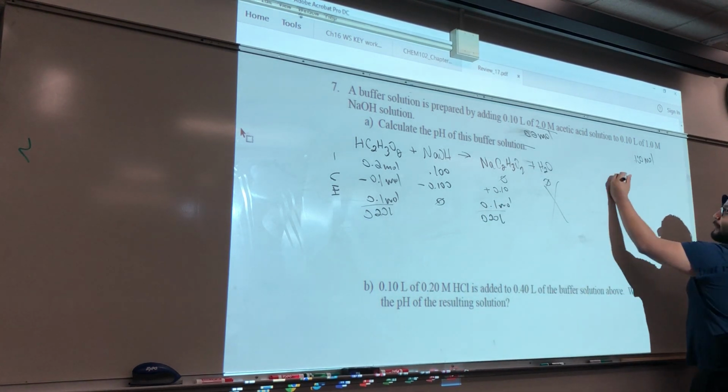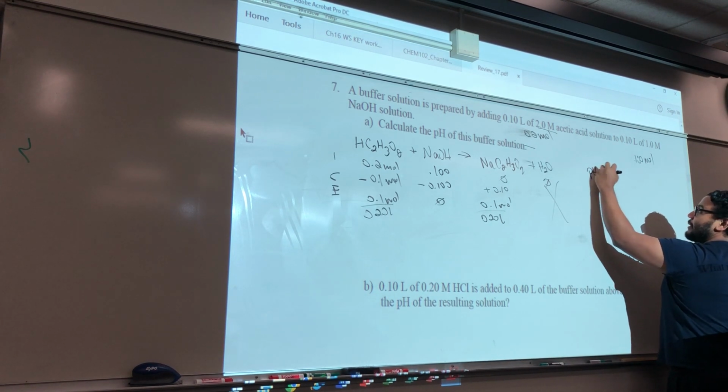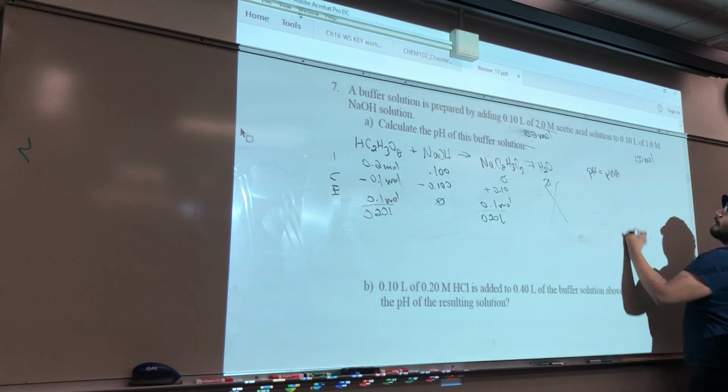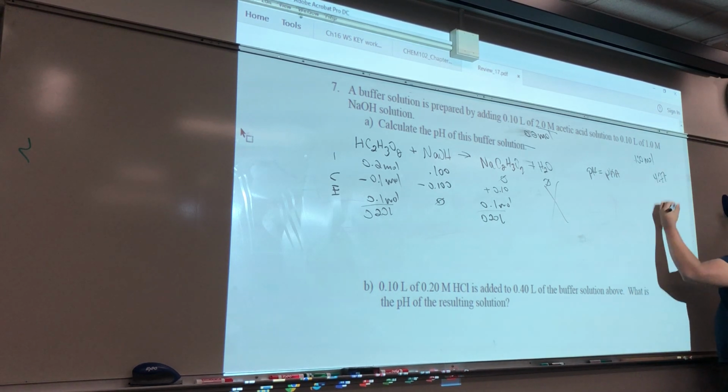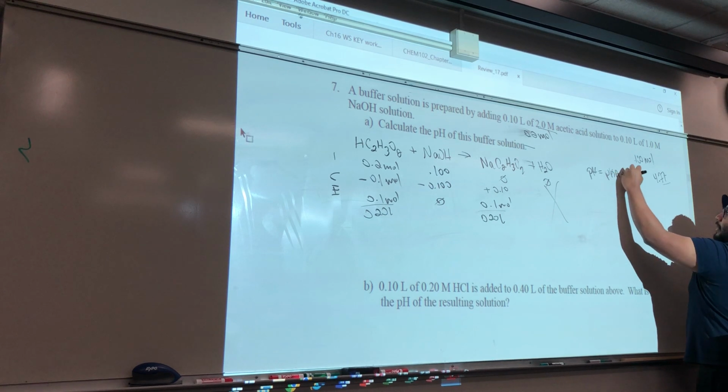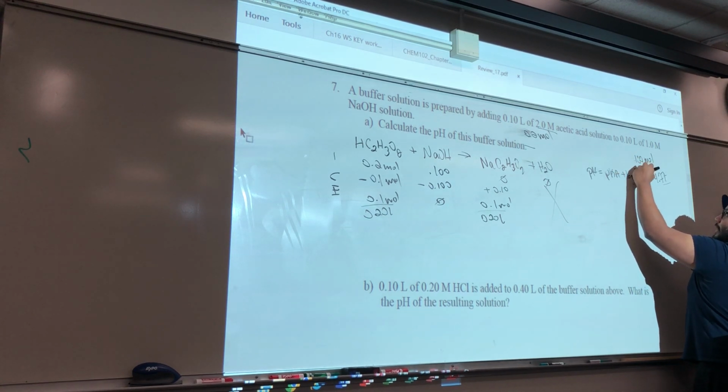Once we do that, we plug it into the Henderson-Hasselbalch equation. Our pH is equal to our pKa, which for acetic acid is 4.77. Let's go with that. Plus the log of B over A.